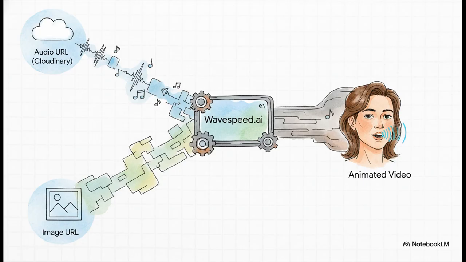Okay, on to Phase 2, the animation. So the workflow takes that audio URL we just made, grabs the image URL from your original spreadsheet, and sends them both over to Wavespeed.ai. And this is where the magic really starts to happen. It takes that static image and animates it to speak the words from the script. This creates the core of your video.